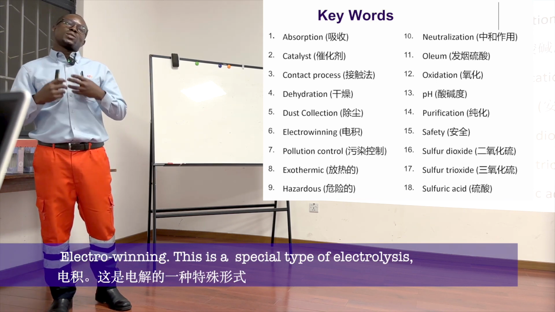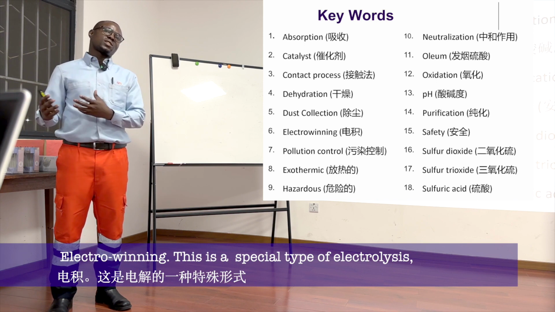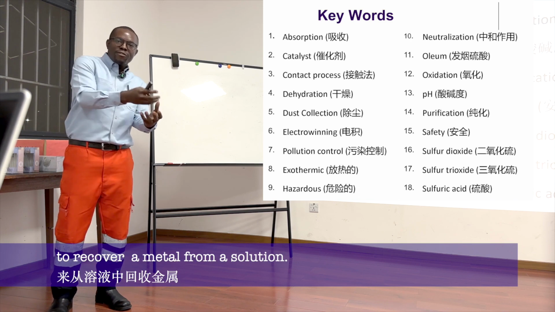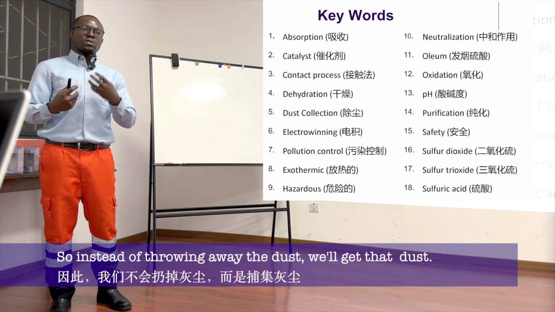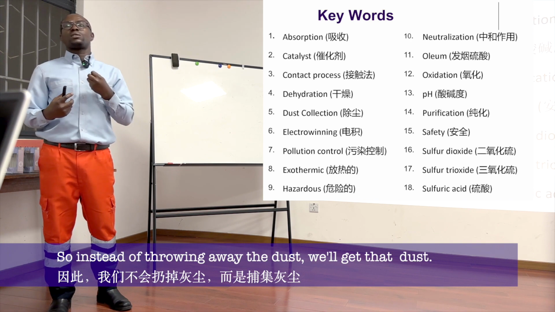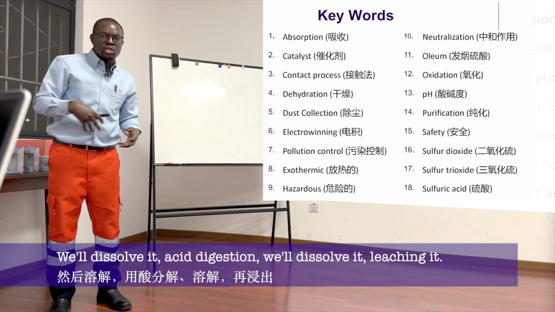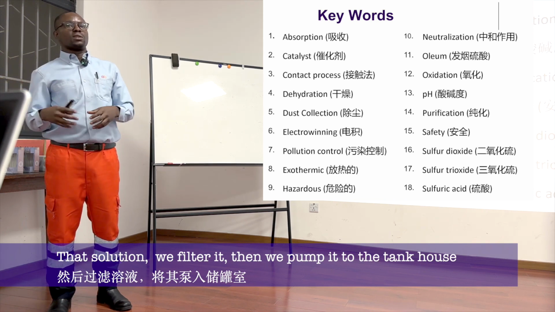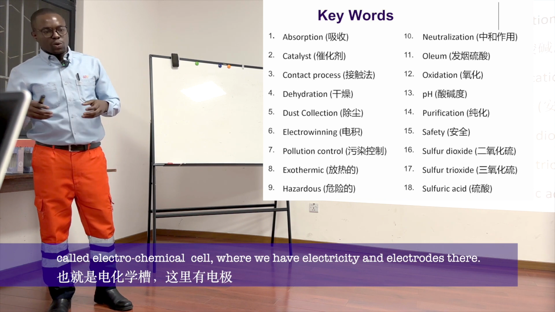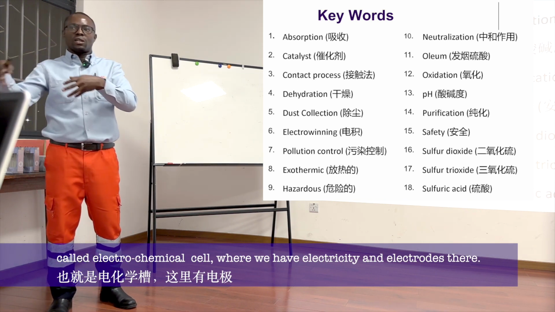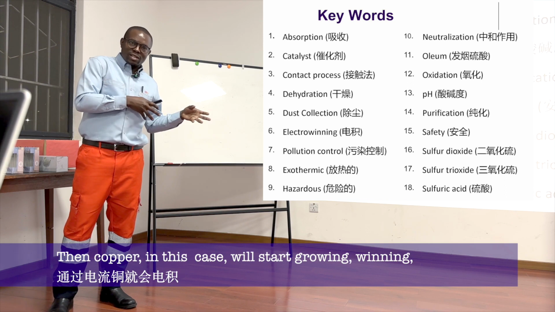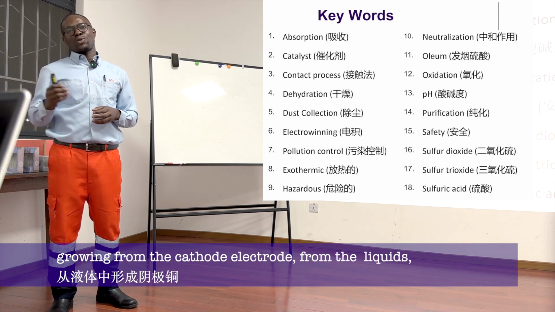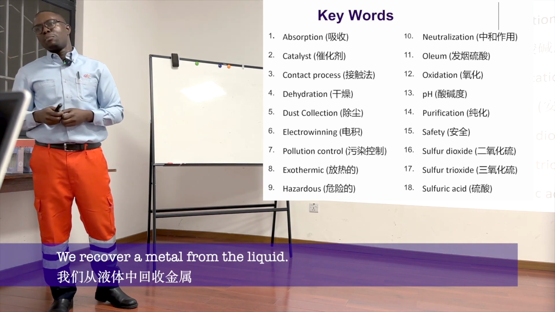Electrowinning. This is a special type of electrolysis where we use direct current electricity to recover a metal from a solution. So instead of throwing away the dust, we'll get that dust, we'll dissolve it. Acid digestion, we'll dissolve it, leaching it. That solution, we filter it, then we pump it to the tank house called the electrochemical cell, where we have electricity and electrodes. Then copper, in this case, will start growing from the cathode electrode. From the liquid, we recover a metal from the liquid.